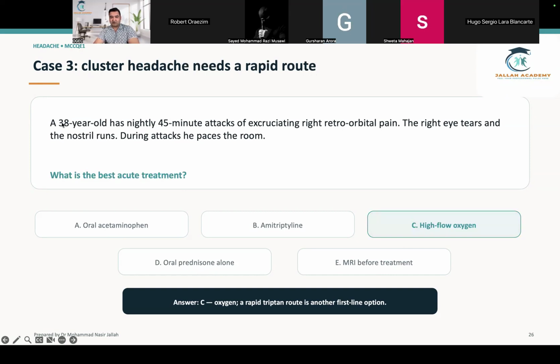Cluster headache needs a rapid route. A 38-year-old has nightly 45-minute attacks of excruciating right retro-orbital pain. The right eye tears and the nostril runs during the attack. He paces the room. What is the best treatment? So 38, and it should be male. I have to put a 38-year-old male has it nightly when he is resting, right? 45-minute attacks of excruciating pain, retro-orbital here, right? So it is cluster headache. What is the treatment for cluster headache? High flow oxygen.